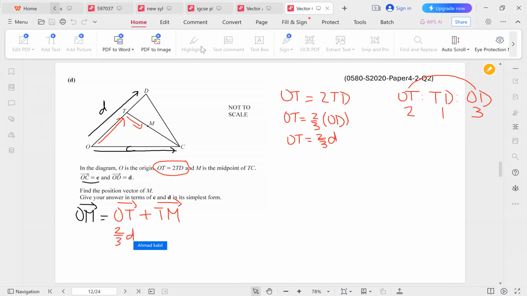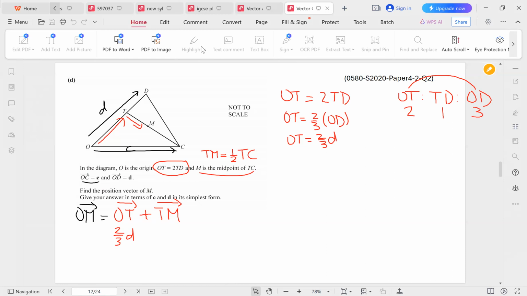Next, we need to find TM. So how would we be able to find TM? We are given that M is the midpoint of TC. So when we have a midpoint, this is the same idea as a ratio. You can deduce from that that TM is halfway through the big vector, which is TC. And we can use that in order to find TM.